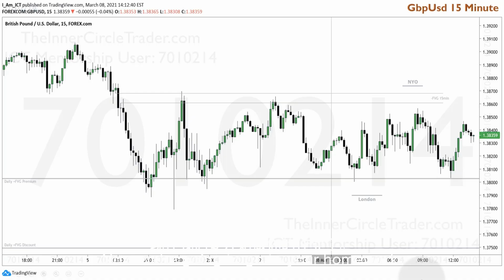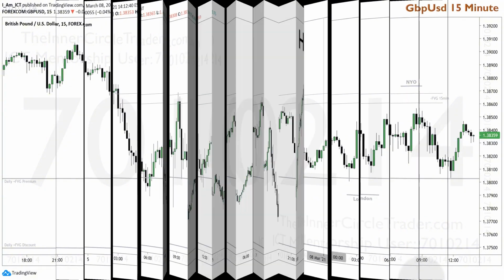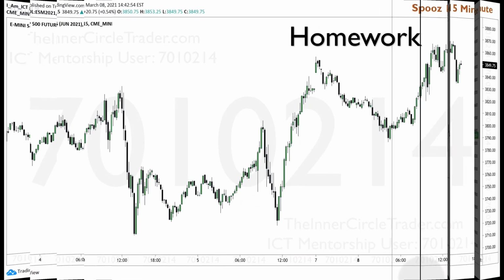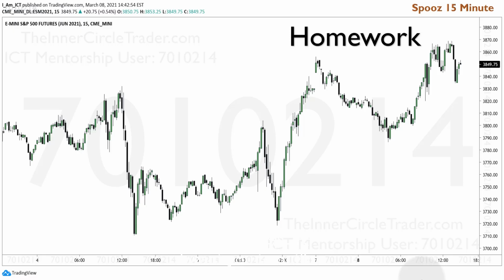Now we're going to go to your homework. I want you to outline everything that makes this a buy on S&P. Okay, so in TradingView, the symbol you're going to enter into the search window is ESM2021, and that's going to be the June contract for 2021.